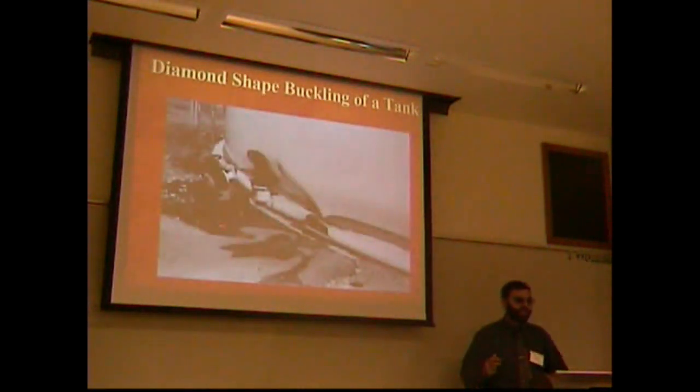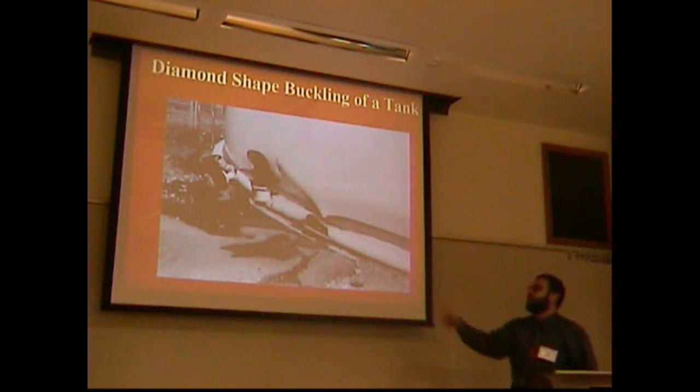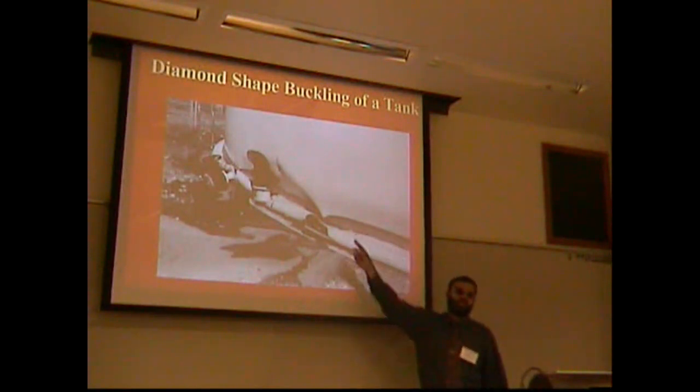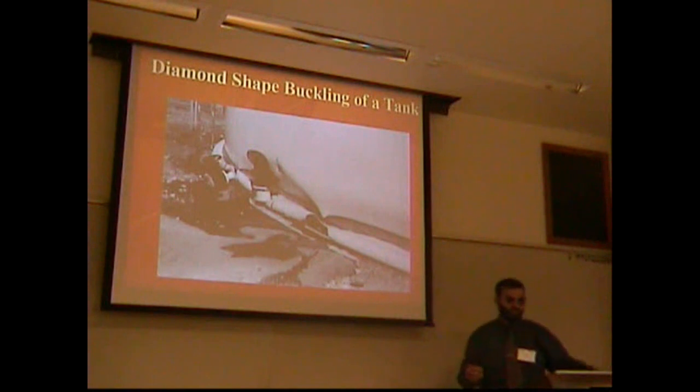Then there's another kind of buckling. This is also an elephant foot buckling. There's another kind of buckling that takes place in the tall tanks, tanks that are thin and tall, which is called diamond-shaped buckling. It's not elephant foot buckling, it's diamond-shaped buckling. This is what happened to this can. It was a diamond-shaped buckling.